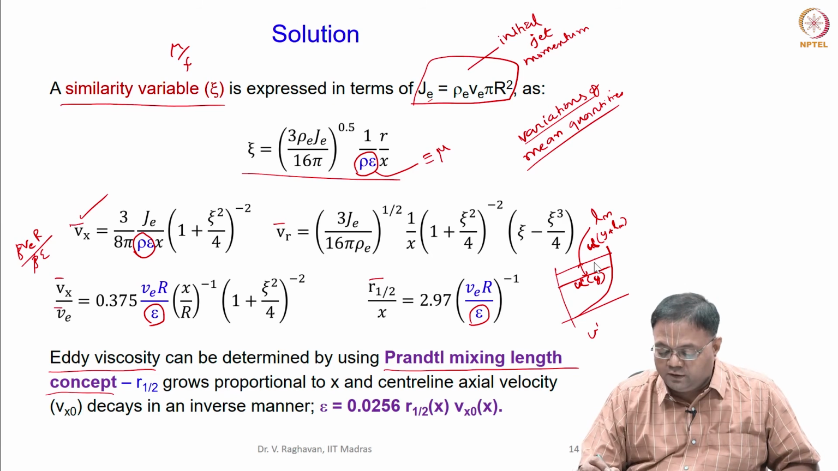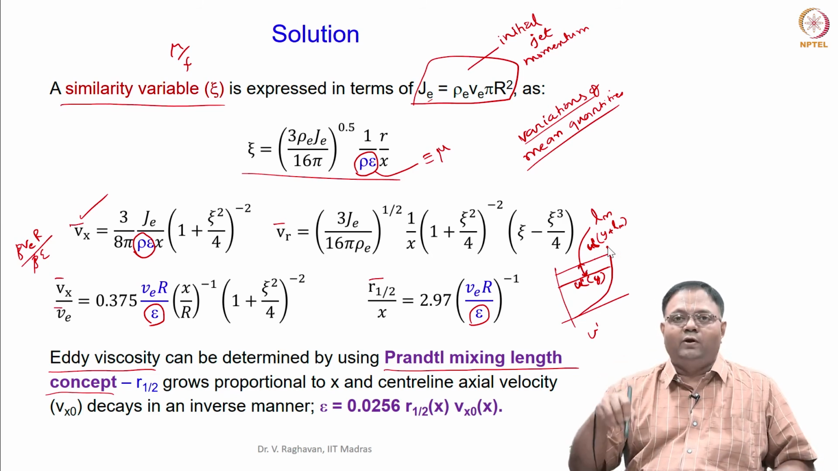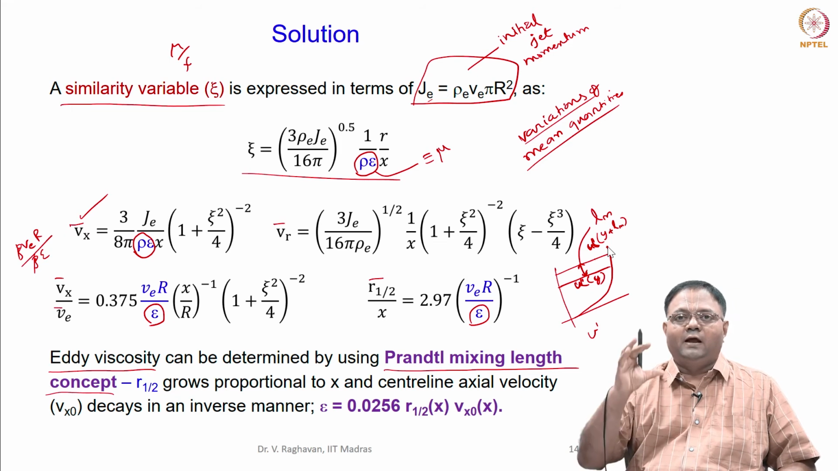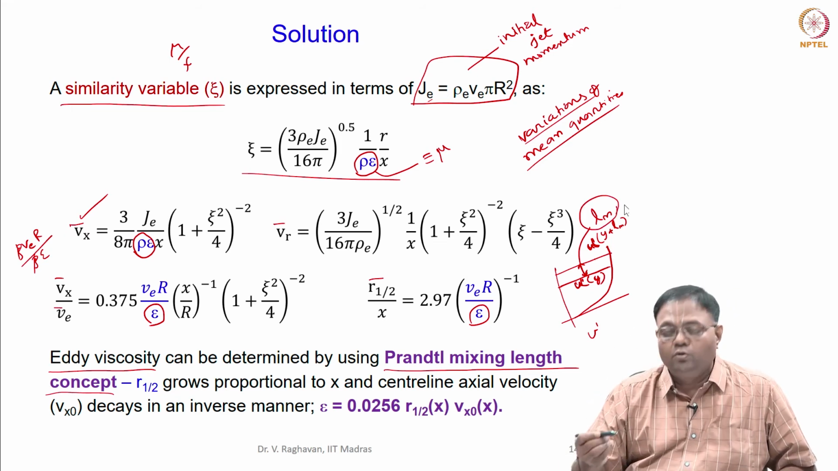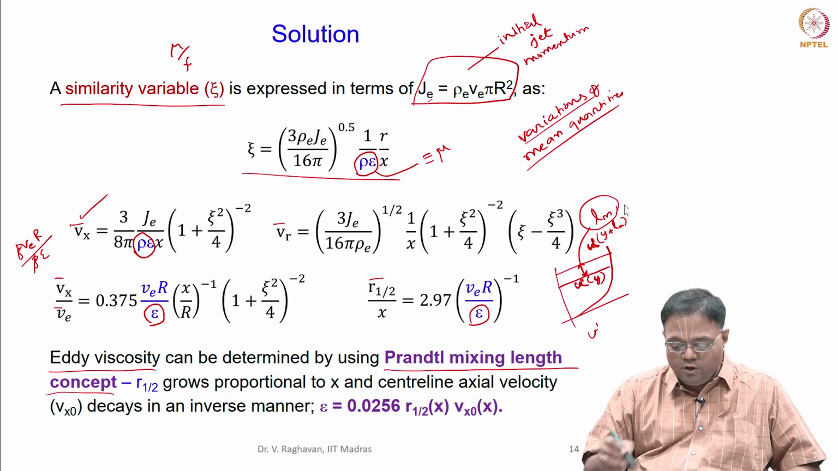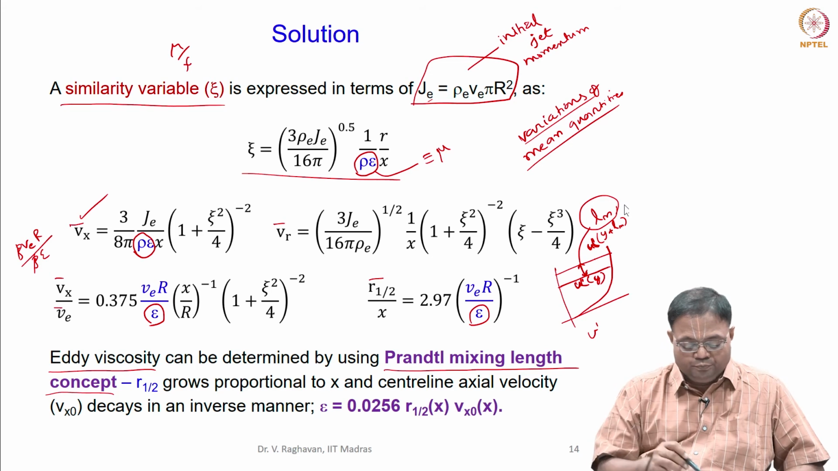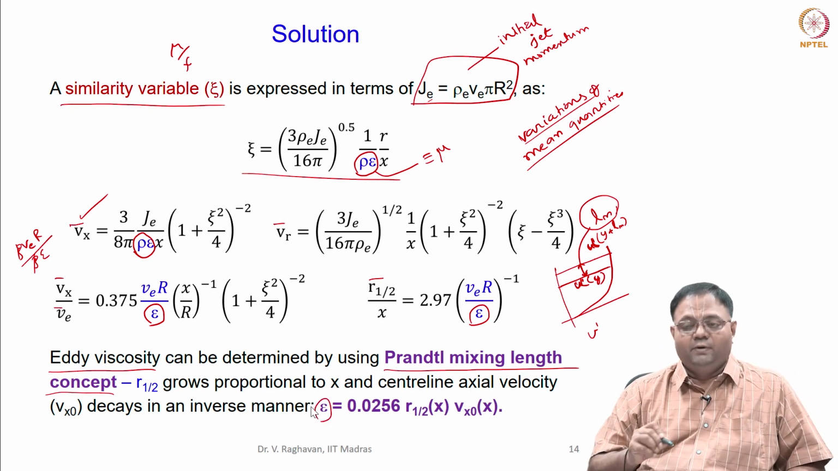Okay. So, Prandtl assumed that due to these y directional fluctuations, the packet can travel at most a length called the mixing length. With that assumption, epsilon can be evaluated.